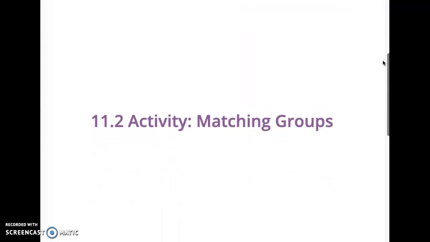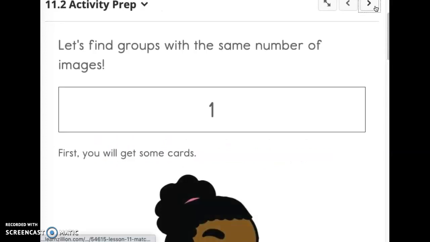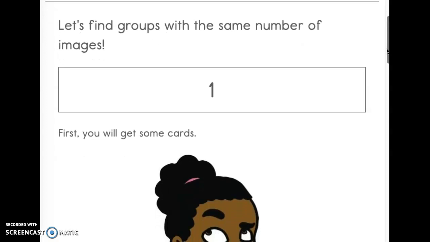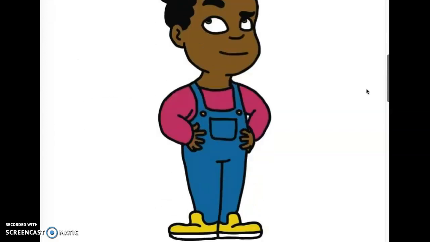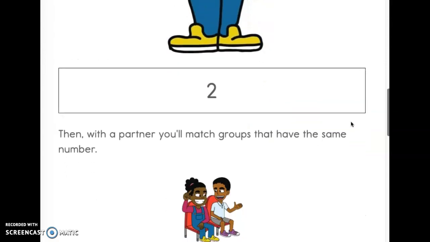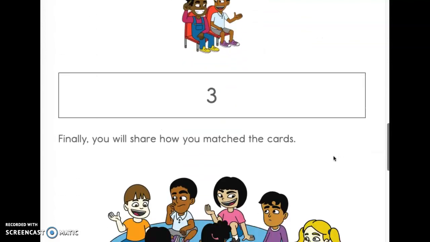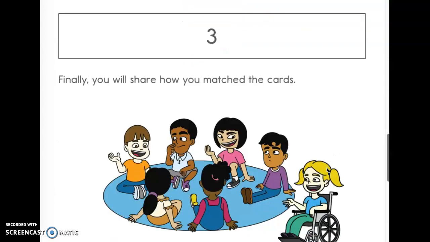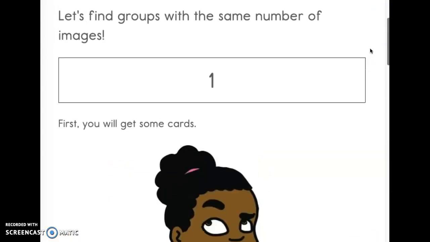Now we're going to do a matching groups activity. Let's find groups with the same number of images. 1. First, you will see some cards. 2. Then we'll match groups that have the same number. 3. Finally, we will share how you match the cards.